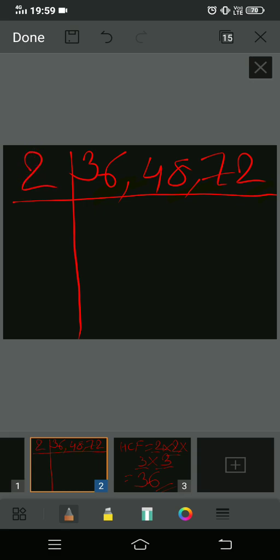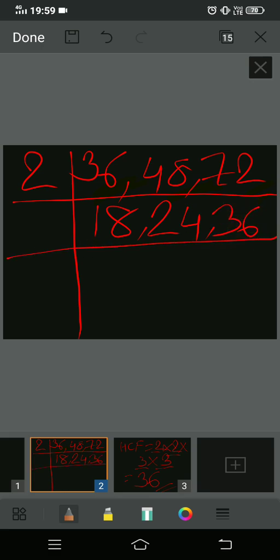36 divided by 2, you'll get 18. 48 divided by 2, you'll get 24. 72 divided by 2, you'll get 36. Again, we'll put a line over here. Again, the numbers are ending with 8, 4 and 6. We can divide by 2. Take it. 18 divided by 2, 2 9s are 18, 2 12s are 24, and 2 18s are 36.